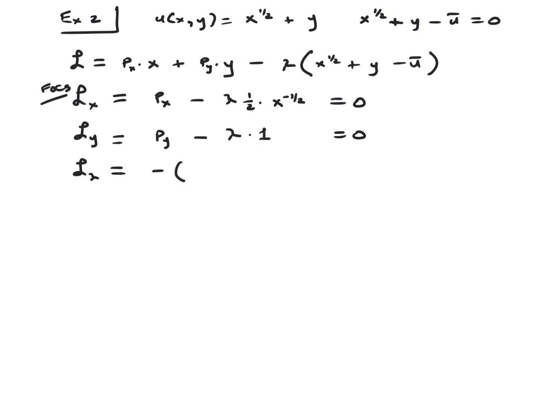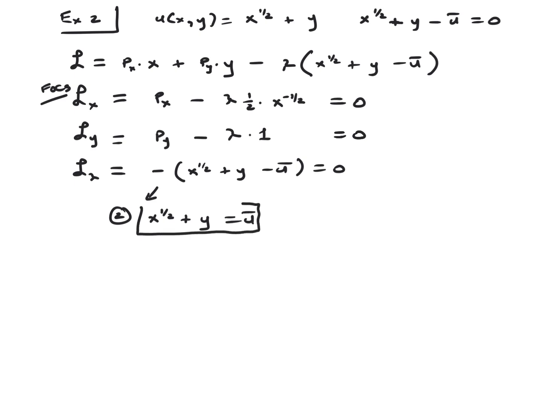And as we're used to seeing, when we take the partial derivative with respect to the Lagrangian multiplier, we're going to get the constraint back. So I'll take that final first order condition and I'll just rearrange it so that we get our constraint back as equation 2. And now let's go back up to the first two first order conditions.